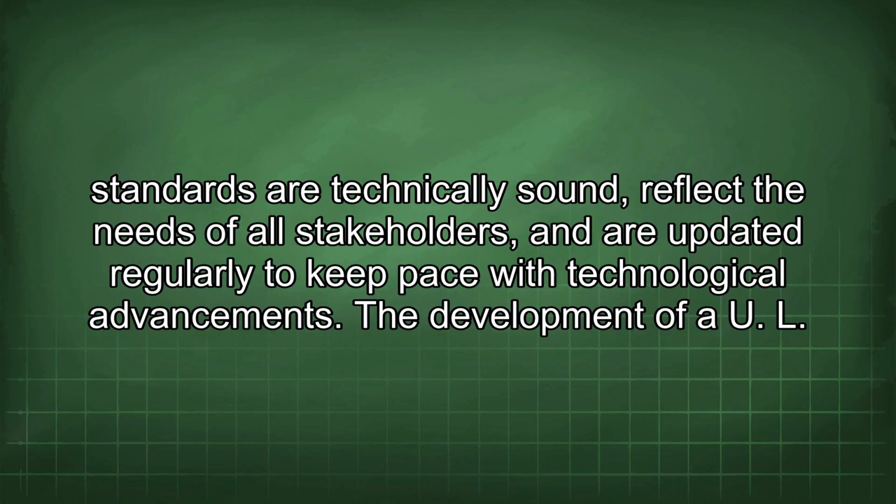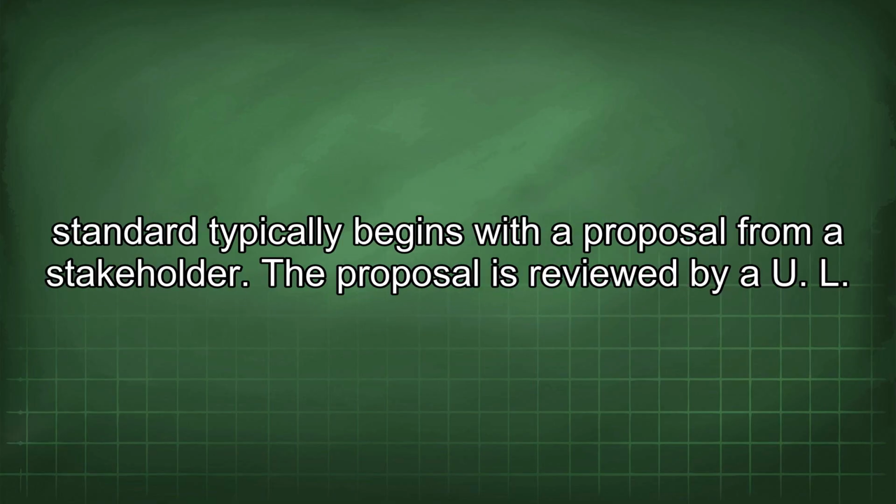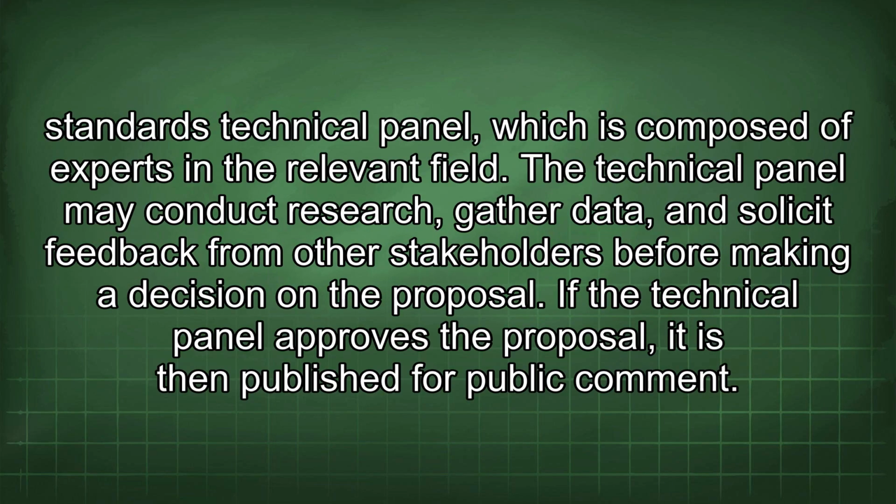The development of a UL standard typically begins with a proposal from a stakeholder. The proposal is reviewed by a UL standards technical panel, which is composed of experts in the relevant field. The technical panel may conduct research, gather data, and solicit feedback from other stakeholders before making a decision on the proposal. If the technical panel approves the proposal, it is then published for public comment.